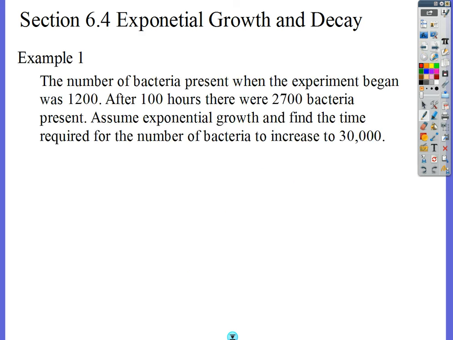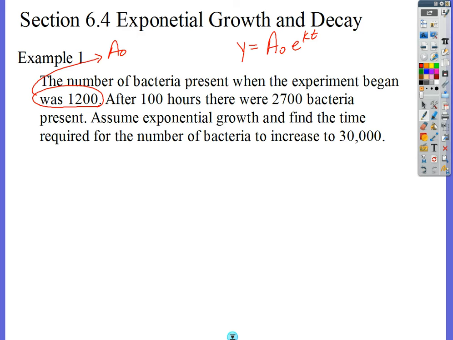We have 3 examples. I'm going to go kind of quickly so I can save your time and value it. So this first example says the number of bacteria present when the experiment began was 1,200. That should get you a hint to this. This right here is my initial amount. Okay. After 100 hours, there were 2,700 bacteria present. Assume exponential growth and find the time required for the number of bacteria to increase to 30,000. So if I take a look at my equation, y is equal to a naught e to the kt, I have 2 unknowns, my initial amount and k.